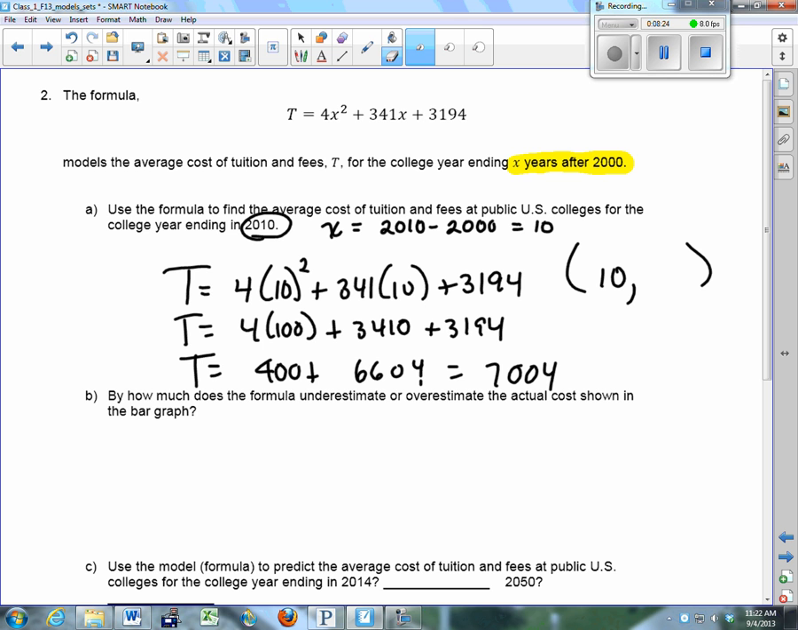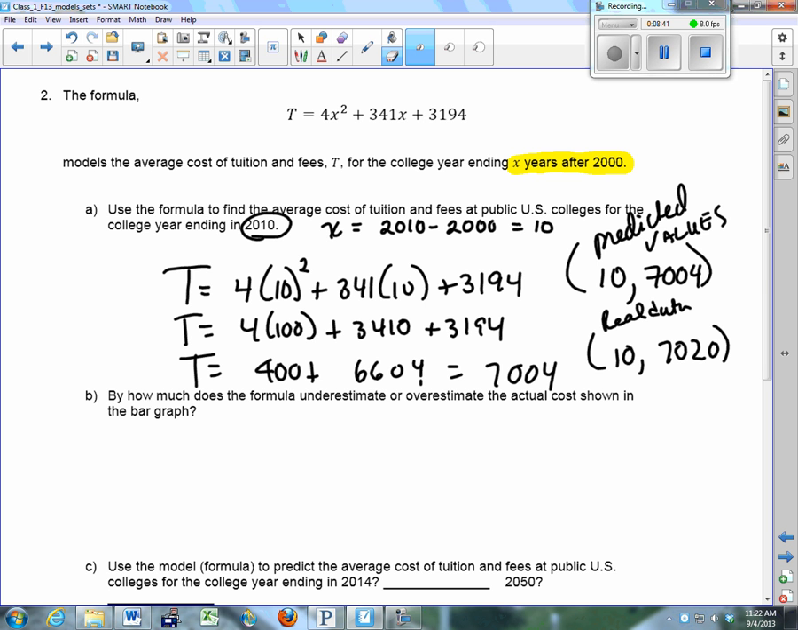Okay. So our model is giving us this point. 10 years after 2000, this is what we think. So these are our predicted values based on our model. And the real data says that 10 years after 2000, it's 7,020. So is our model an underestimate of the real data or an overestimate? Under, because $7,004 underestimates by $16.